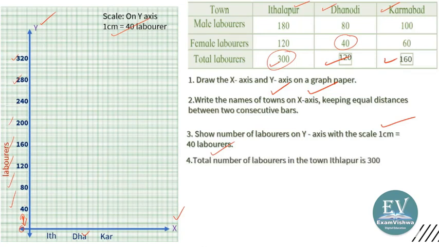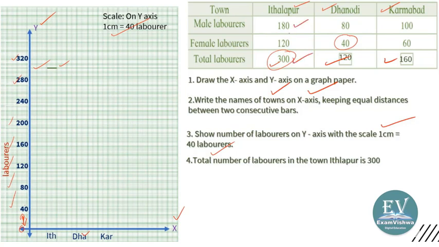Total number of laborers in the town Ithalapur is 300. So it will come up to about here. So we will mark it over there. I have marked it. You can see. That means in the case of Ithalapur, maximum bar graph will reach up to here. Correct? Now what I should do? I should mark that this is total.